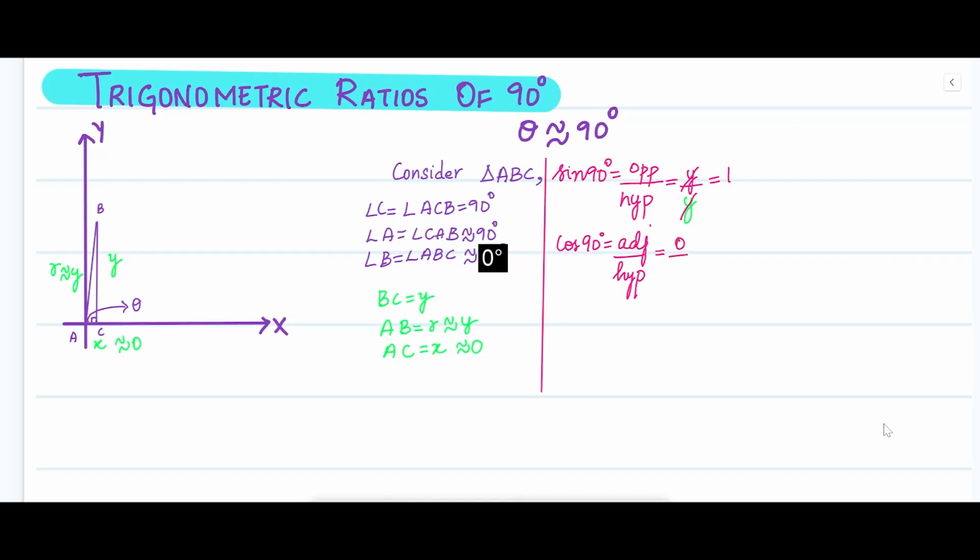0 divided by the hypotenuse side. The hypotenuse side is our side AB, which has a value almost equal to y. So 0 divided by y will be 0. Y into 0 is 0.